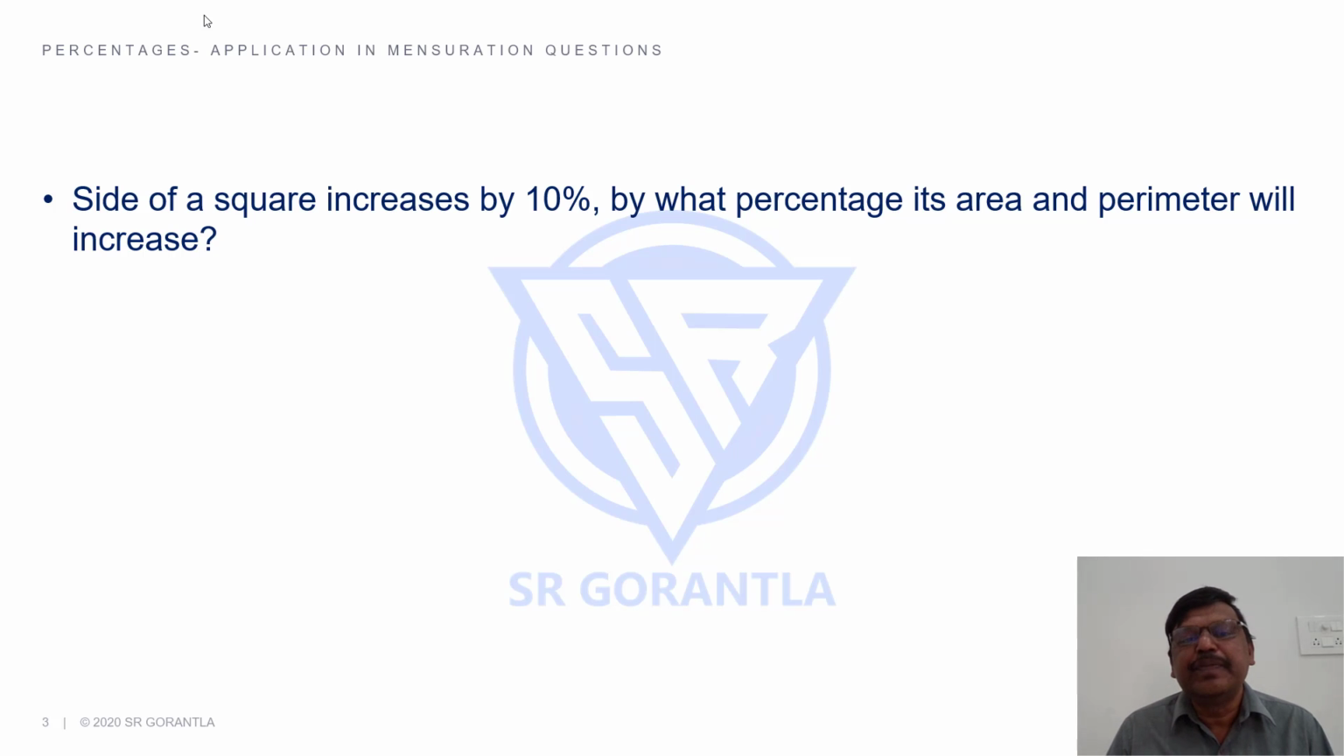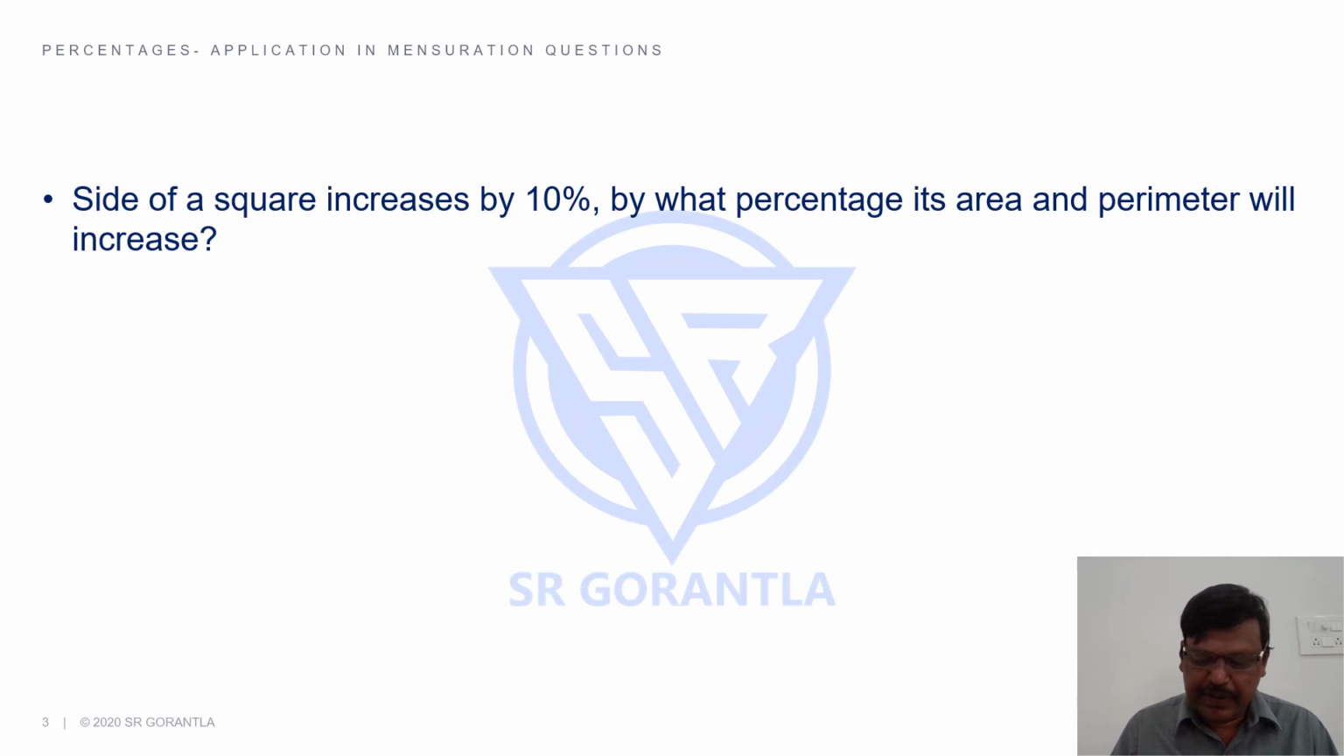Side of a square increases by 10%. By what percent will its area and perimeter increase? You can pause the video, make an attempt and then continue watching. This question we can discuss in two different ways. First, let me explain by way of an example, then we will see the shortcut.